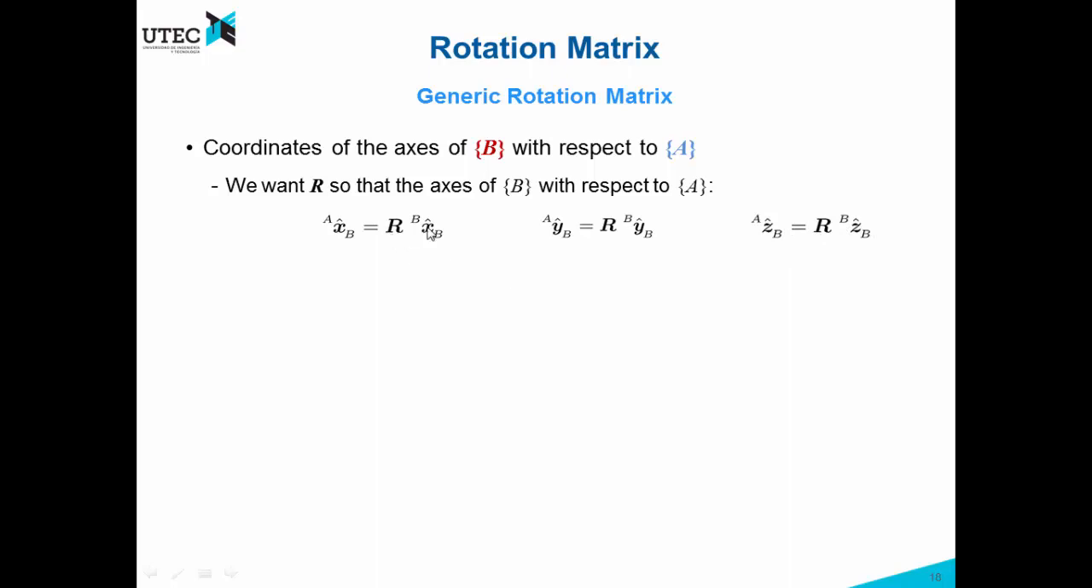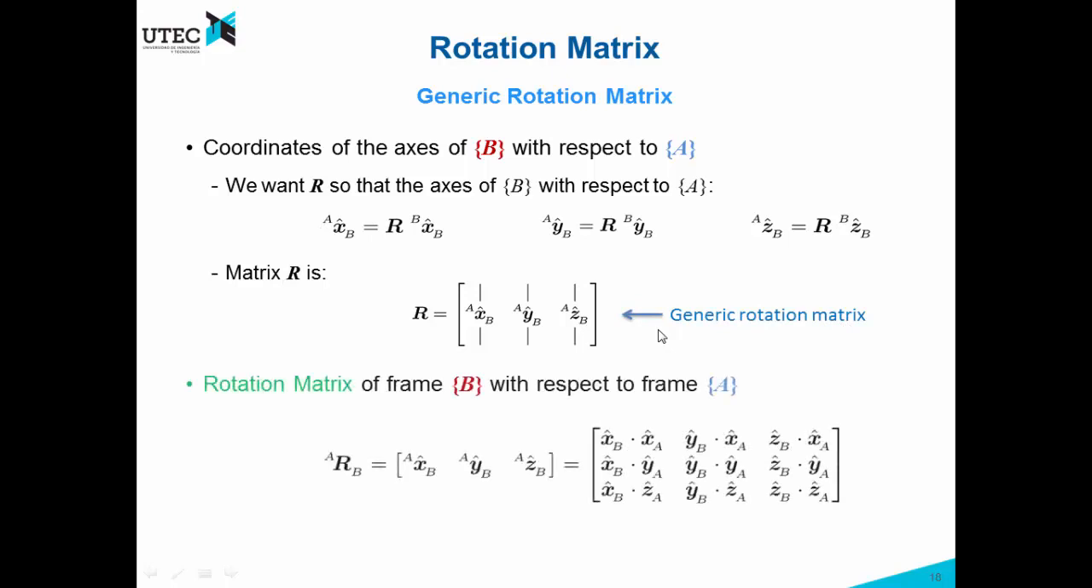The matrix that will satisfy this is this one. You can easily check it, because if you multiply it, for example, with this X, XB in B, if you recall from the previous slides, it is 1, 0, 0. If we multiply that, we just get this 1 and here 0 and 0. So we just get XB in terms of XA, in terms of frame A, which is what we wanted. This is called a generic rotation matrix.